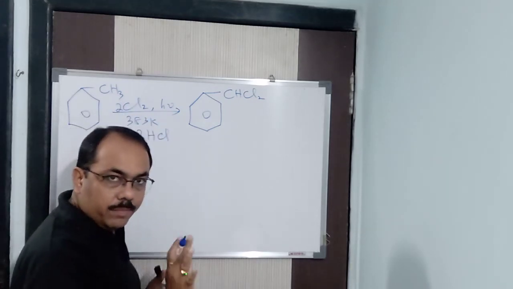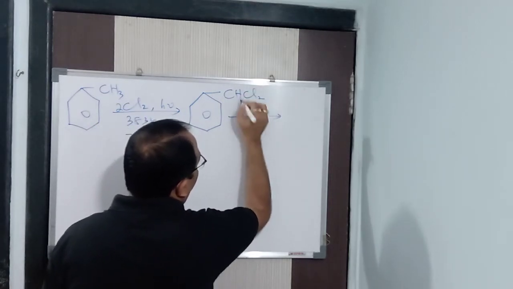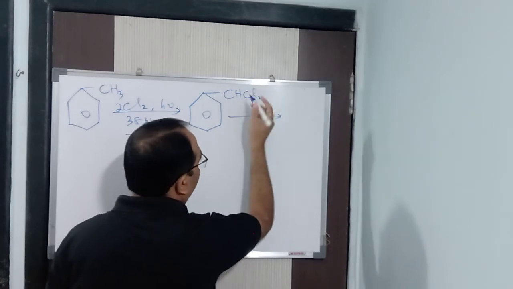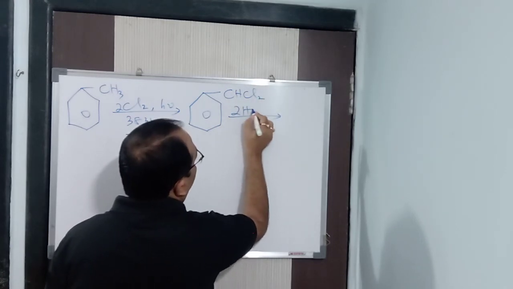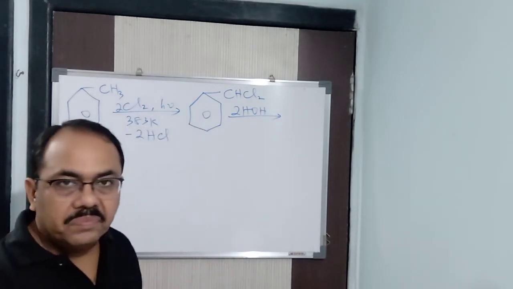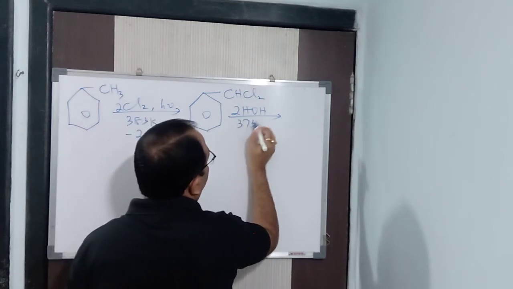Fine. Now next, I have to replace these two chlorines by OH groups, isn't it? Then only my job will be done. So I will be taking here 2 HOH. I will be going for hydrolysis, but it will be done at a temperature of around 373 Kelvin.